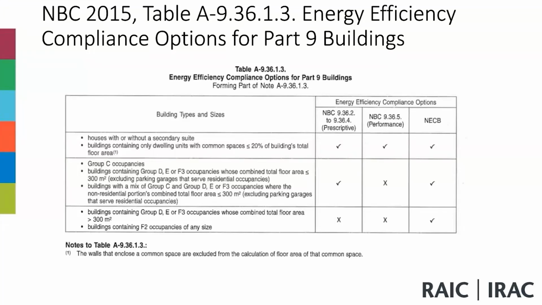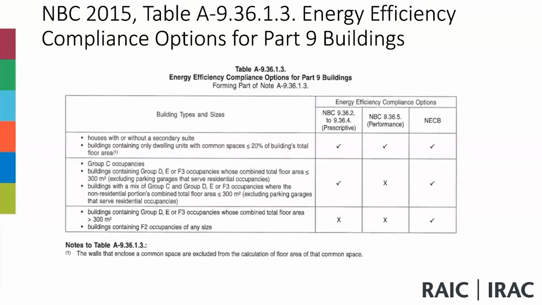9.36.1.3 relates to provisions. For building types and sizes, houses with or without secondary units, we go to the prescriptive provisions related to the elements we discussed in terms of insulation, air barriers, vapor barriers, and equipment. We go to 9.36.2 to 9.36.4, or we can use the 9.36.5 performance-based approach calculations, or we can use the National Energy Conservation Code.